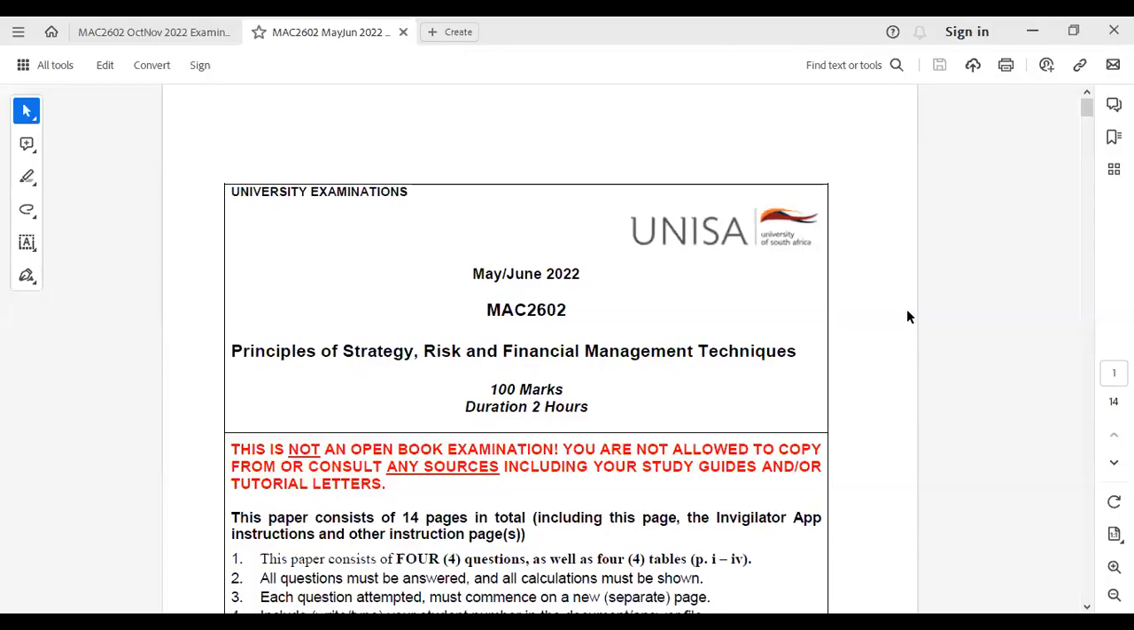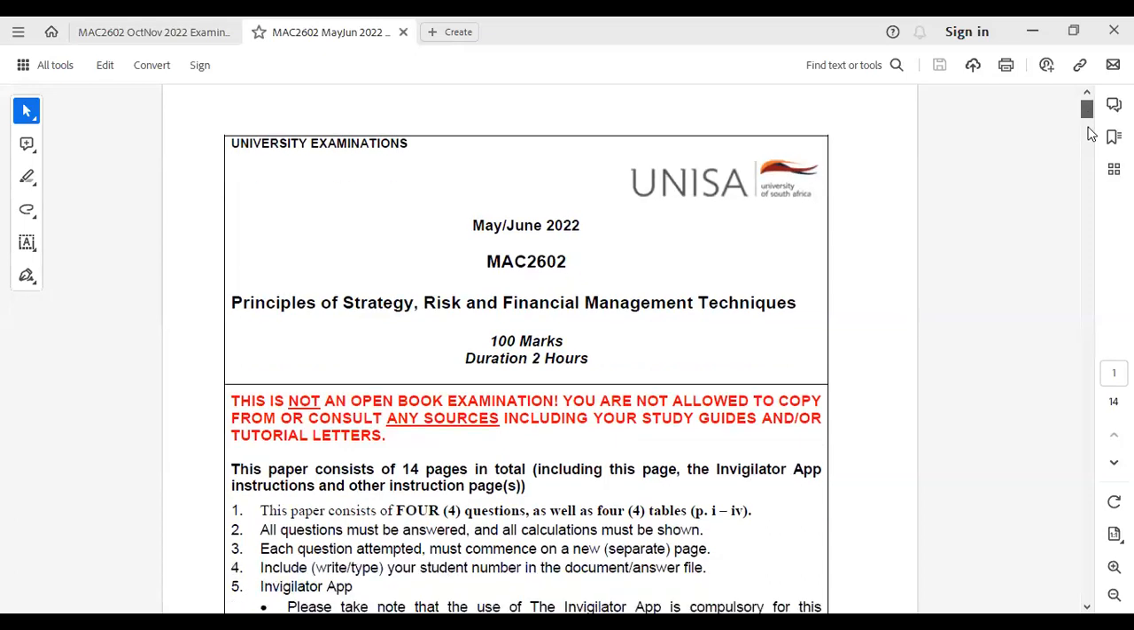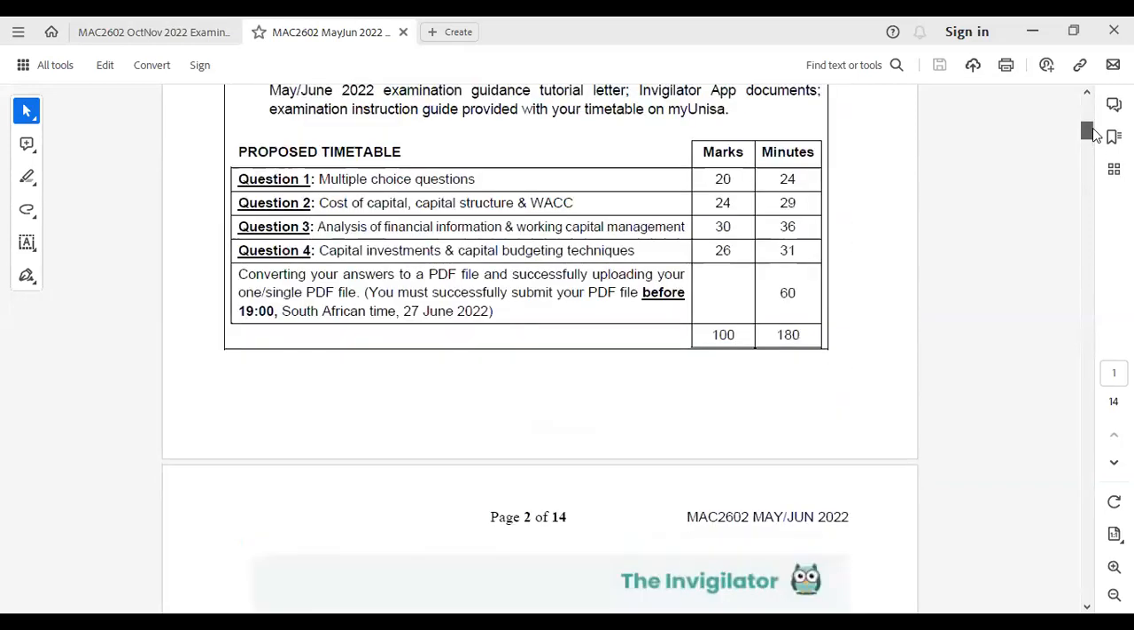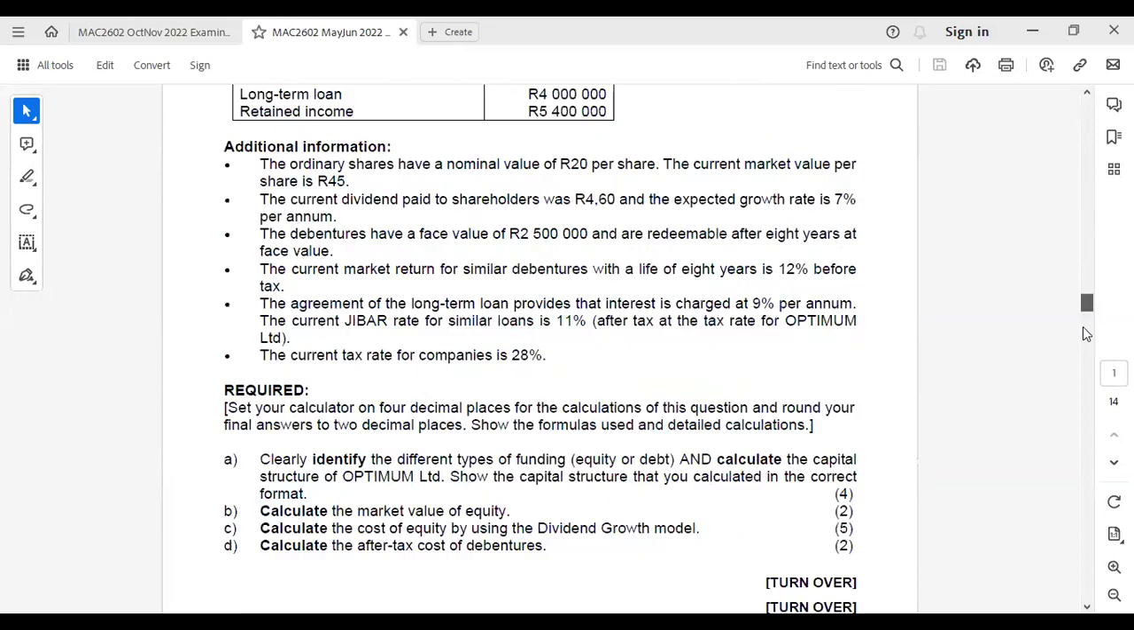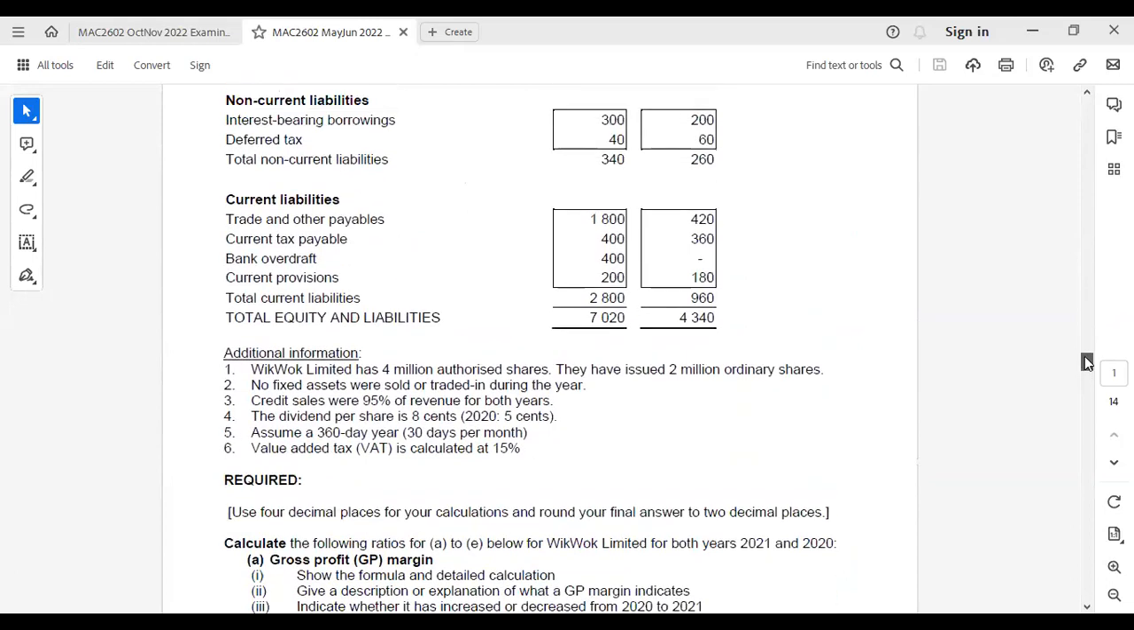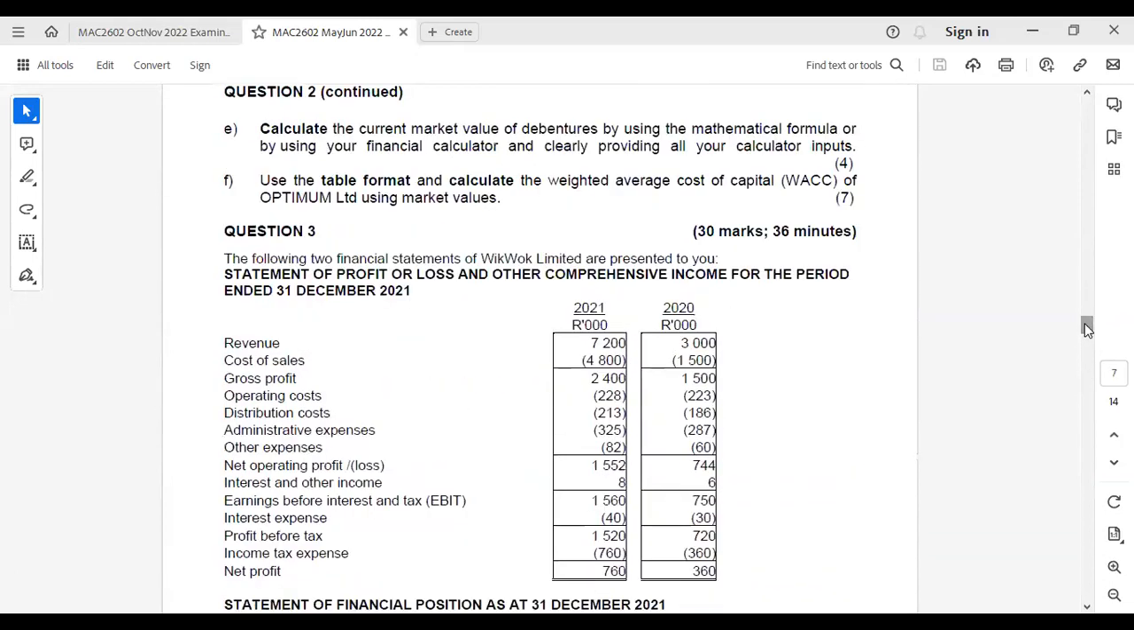Right, so I will open the paper that we are using. I would start with the May-June 2022 paper. We'll be dealing with question 3.